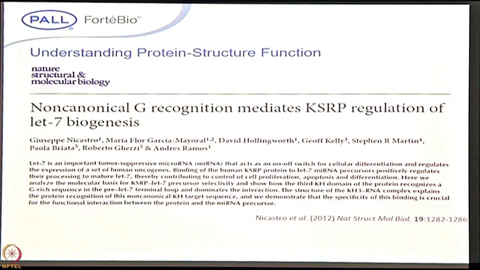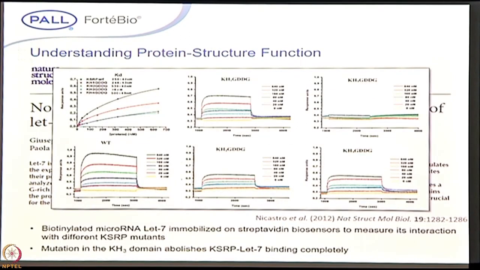The next example I can show is where we can understand protein structure and function. Here, LET7 is one of the important tumor suppressor microRNAs. In this, the author showed that KSRP is the protein which binds to the LET7 precursor. So the LET7 microRNA is biotinylated and immobilized onto the streptavidin sensor. And this KSRP has four domains. Among those, he made a mutation in one domain, KH3, and with the mutation it is not binding. With the wild type, he showed that KSRP is binding.